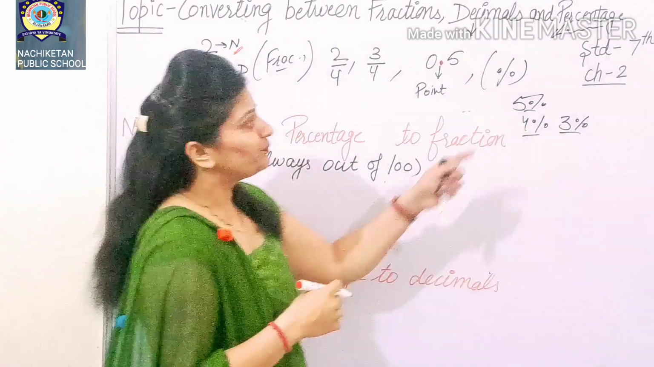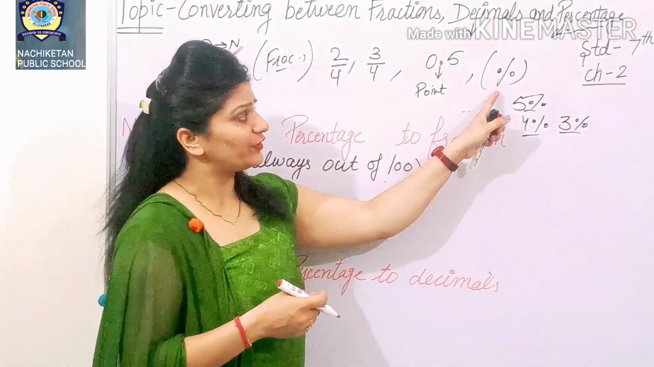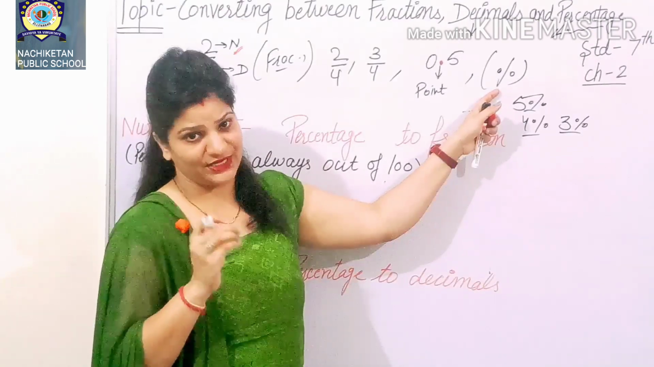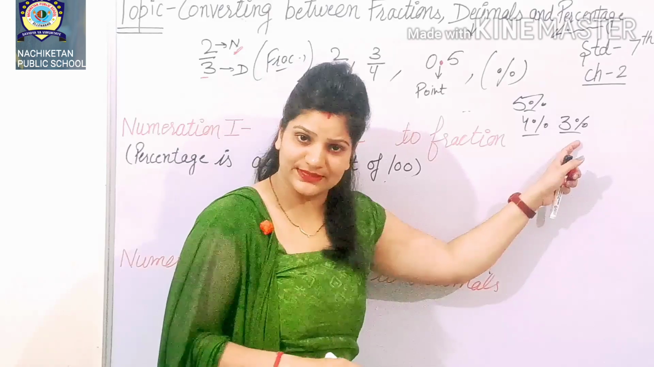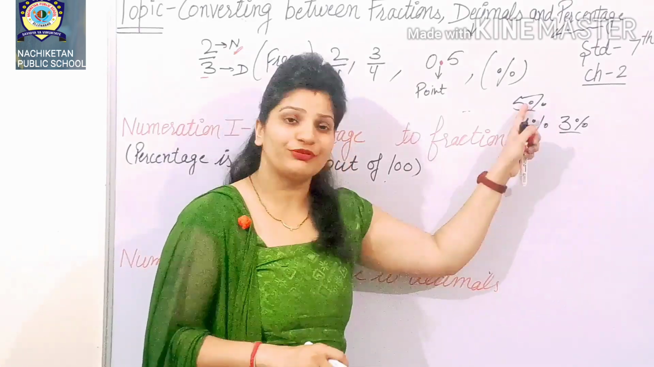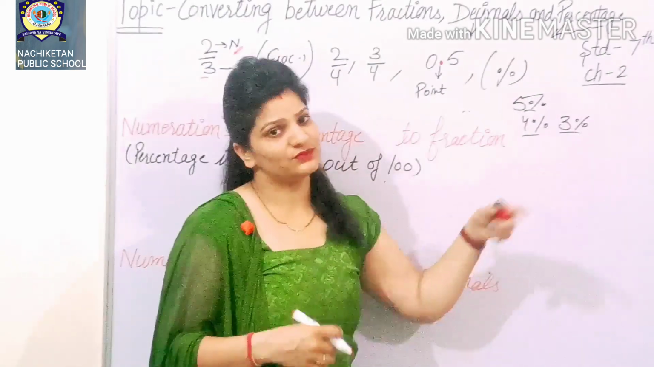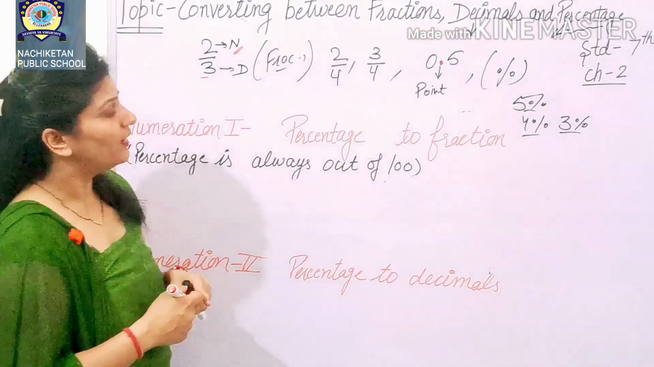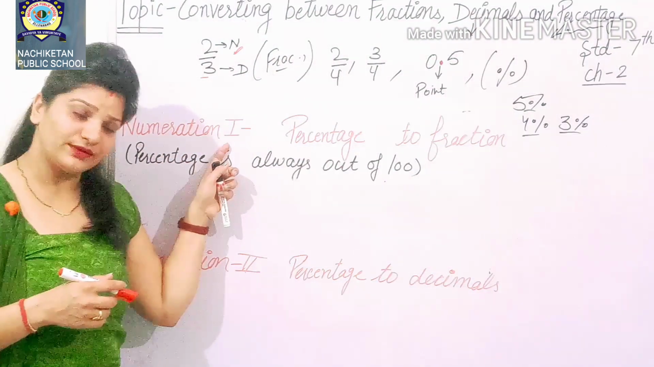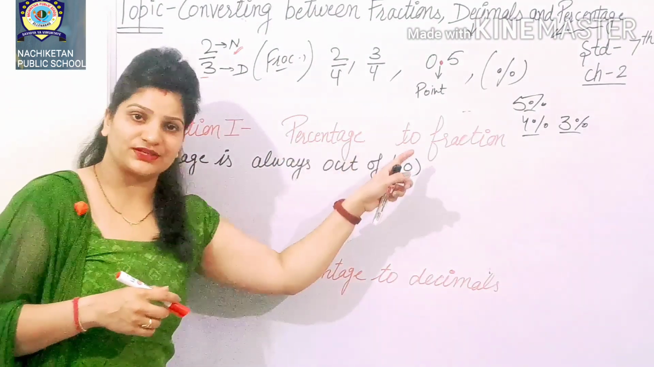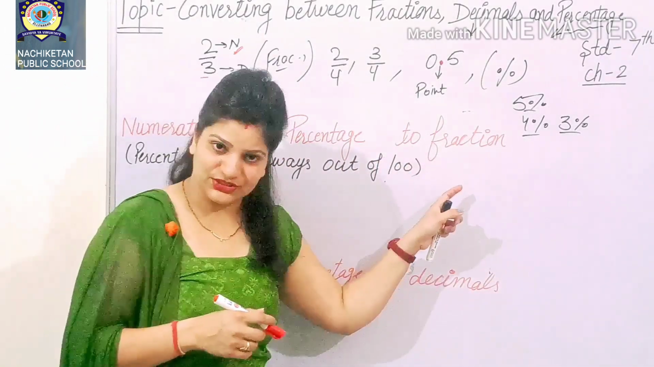Clear? Now a percentage. What is the percentage? We always denote a percentage with this sign, like 5%, 4%, 3%. This is the representation of a number as a percentage. Like this we can write it. Clear? Okay. Now numeration 1. Converting a percentage into a fraction.